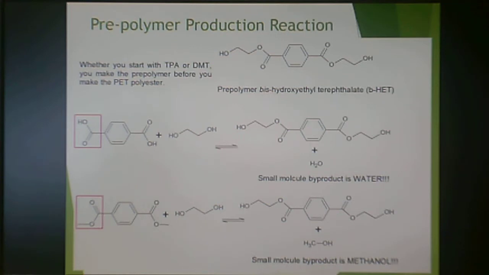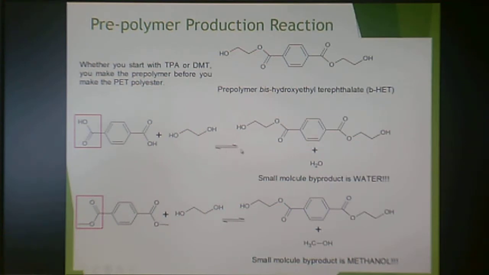In order to prepare your prepolymer, you can either start with TPA or DMT, but you make a prepolymer first, and you make this prepolymer bis-hydroxyethyl terephthalate, BIS-HET. So this is the structure of the prepolymer that you're making. So you're taking the TPA and ethylene glycol and reacting them to form this prepolymer. In this case, the small molecule byproduct is water.